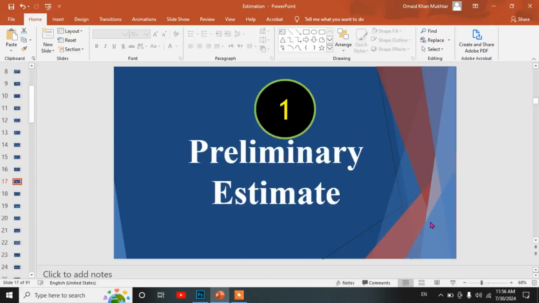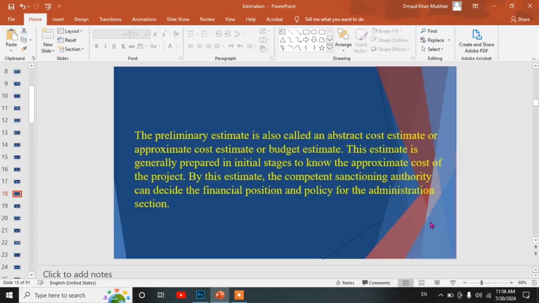Types of estimation. First, preliminary estimate. The preliminary estimate is also called an abstract cost estimate, approximate cost estimate, or budget estimate. This estimate is generally prepared in initial stages to know the approximate cost of the project. By this estimate, the competent sanctioning authority can decide the financial position and policy for the administration section.